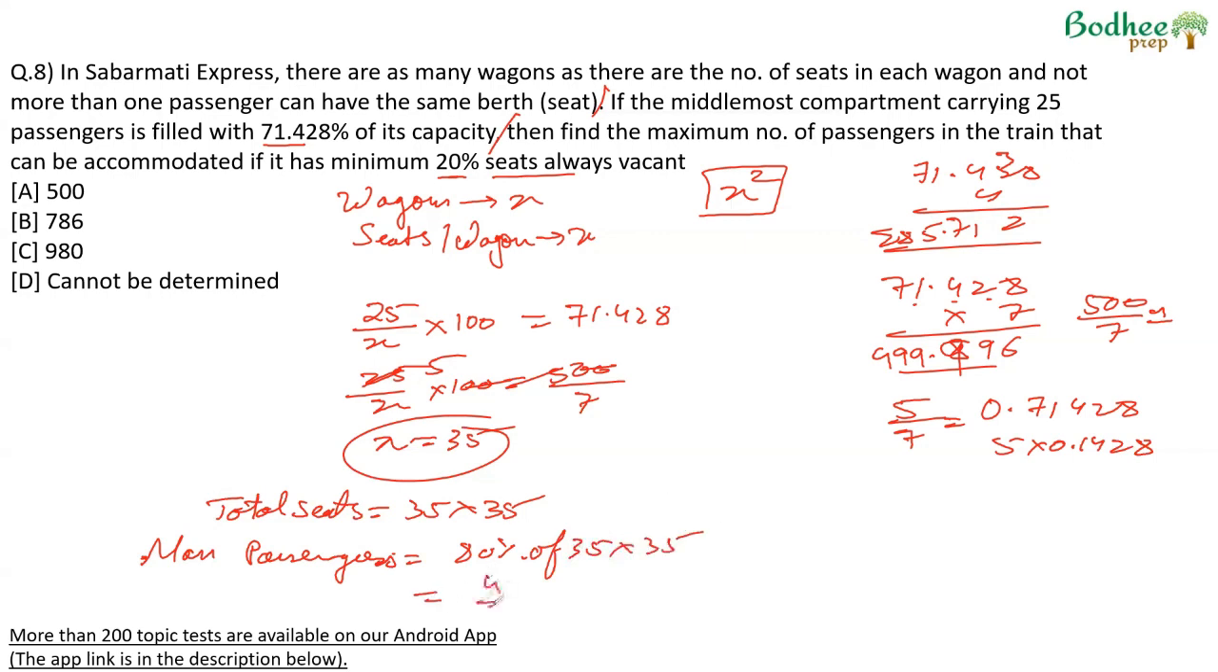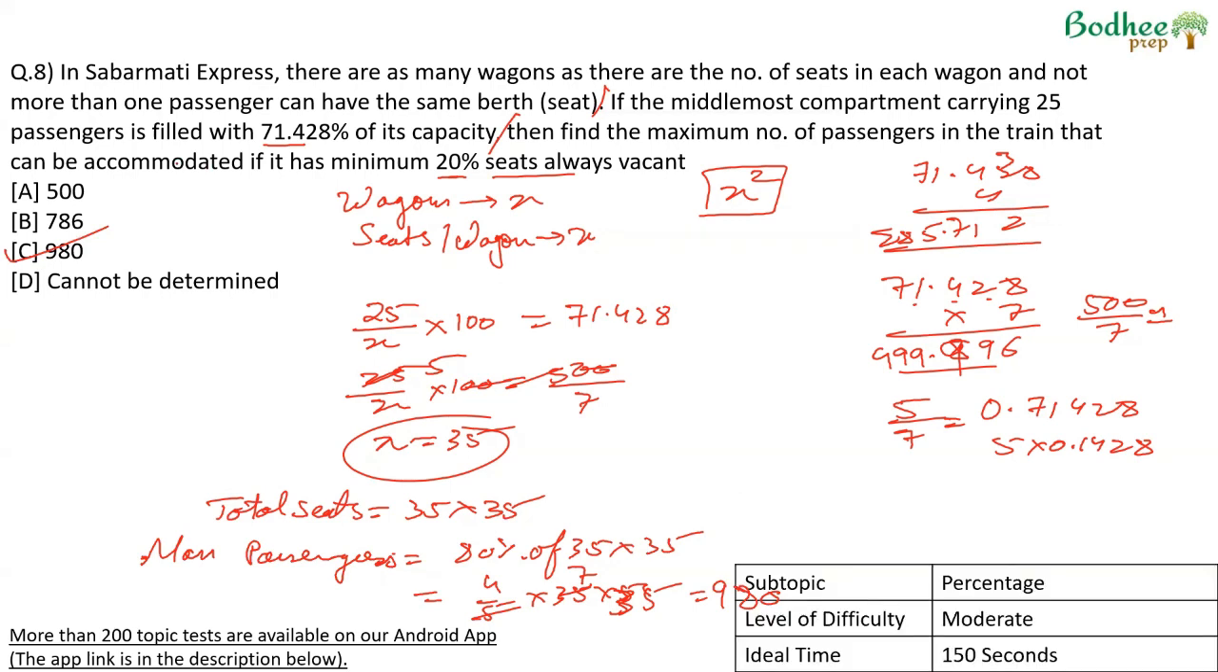80% means 4 by 5 of 35 into 35. 7 5s are 35. 35 into 4 is 140, 140 into 7 is 980. So the total number of seats, or passengers, that can be there in Sabarmati Express is 980.